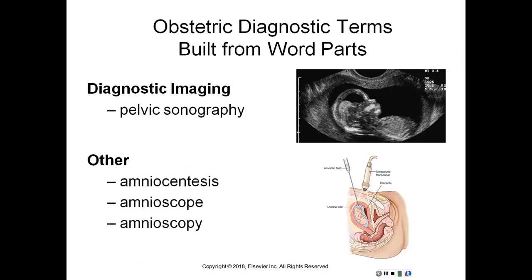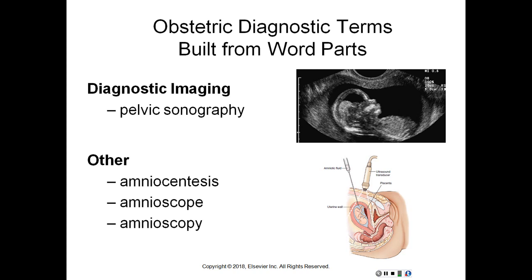Now we have obstetric diagnostic terms built from word parts. First we have pelvic sonography, pertaining to the pelvis, the process of recording sound. And then amniocentesis, surgical puncture to aspirate amniotic fluid. The needle is inserted through the abdominal and uterine walls using ultrasound to guide the needle. It is a prenatal test in which the fluid is used for the assessment of fetal health and maturity to aid in diagnosing fetal abnormalities. And of course they would use an amnioscope, which is the actual instrument, and then amnioscopy is the process of visual examination.